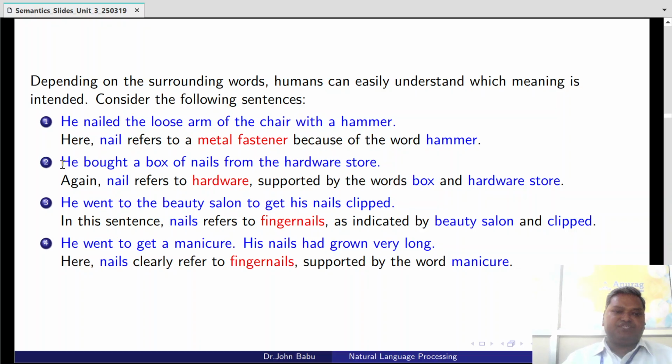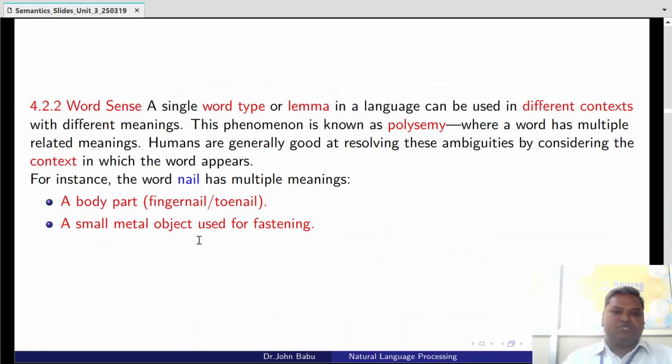For example, if I say he bought a box of nails from the hardware store, the hardware store and box represent metal nails. Again, he went to the beauty salon to get his nails clipped. When we talk about beauty salon clipping, then he's talking about fingernails. He went to get a manicure, his nails had grown very long. Nail growing, manicure, this represents fingernails. So word sense disambiguation is an important property in semantic interpretation. The first one, structural ambiguity. Number two, word sense disambiguation.